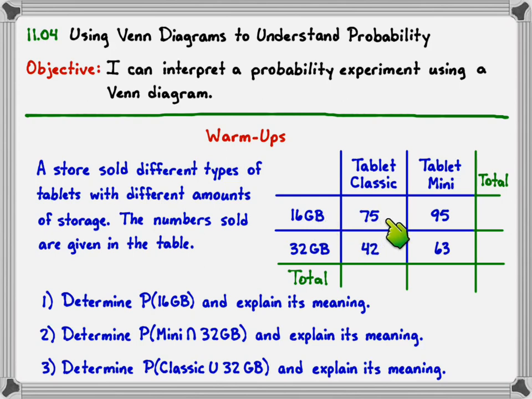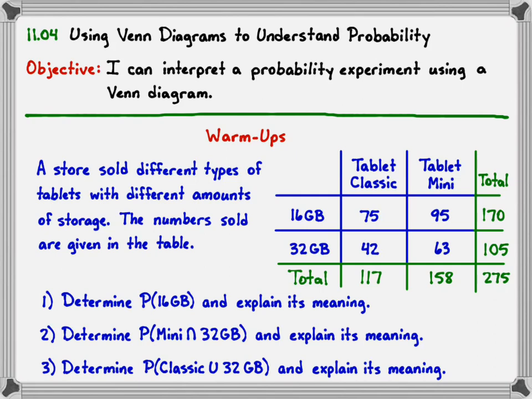And so our totals for 16 gigabyte are going to be these two added up, so that would be 170. The totals for the 32 gigabyte would be 105, all right? The totals for the classic tablet would be 117 because we're adding those two up, and the tablet mini is 158. Now to double check your work, you're going to want to add these two numbers. You get 275 for the total, and you want to add these two numbers to make sure that those add up to the same value of 275.